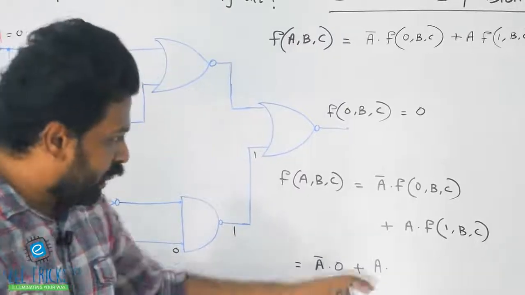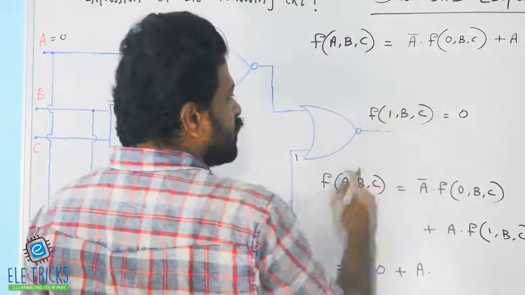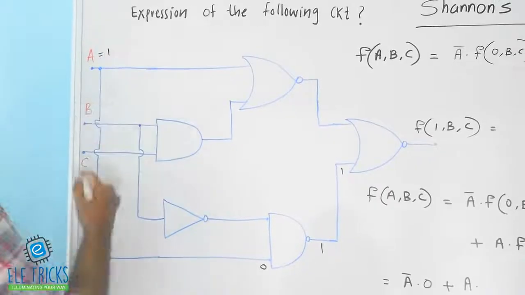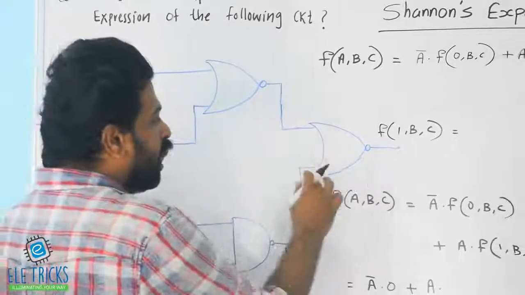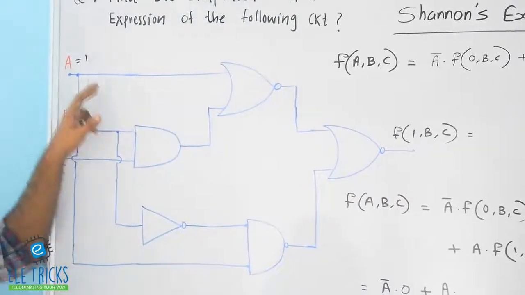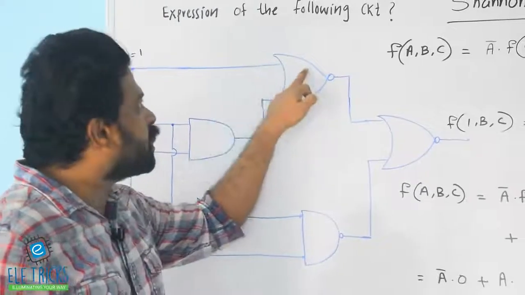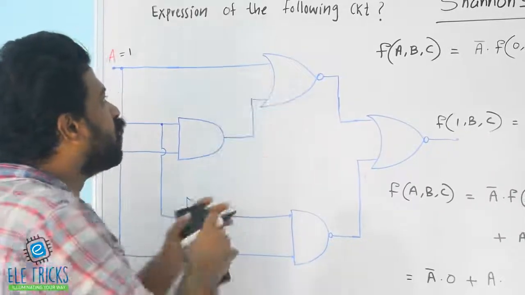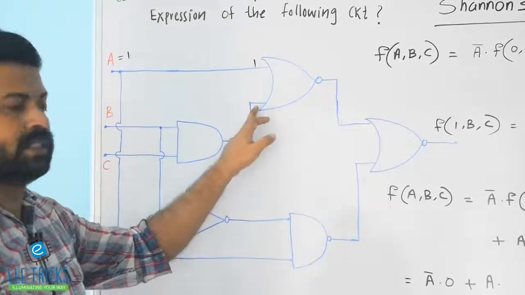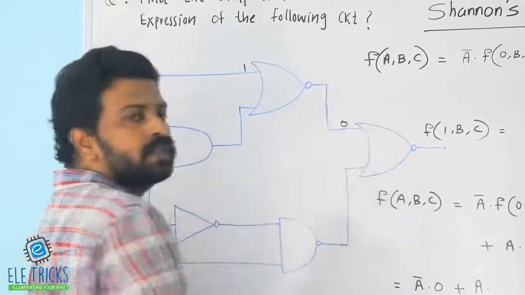Now to solve that, f of 1 comma b comma c is nothing but, you replace your input a by 1, then you calculate the output of this particular circuit. Now let us do that. Once we make a equal to 1, since one of the inputs to this particular NOR gate is 1, it doesn't matter what the other input is. Since it is 1, directly you can write this output is equal to 0.